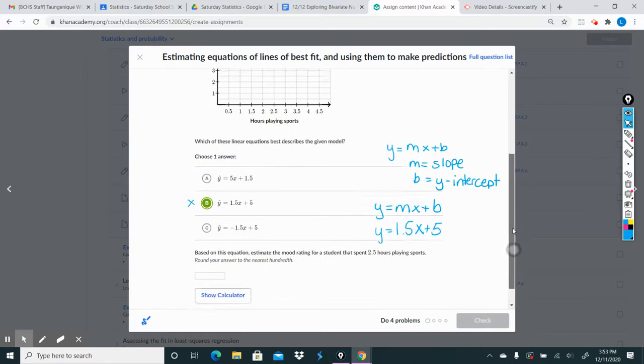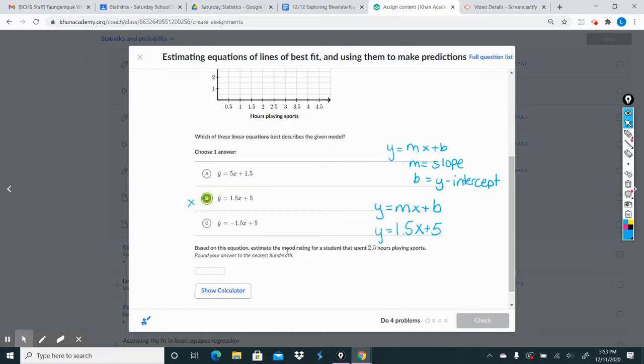So based on this equation, estimate the mood rating for a student that spent 2.5 hours playing sports. So what we're going to do right now is 2.5 hours, which is our x value. We're going to plug in y equals 1.5 times 2.5 plus 5, and we're going to solve this. So our 1.5 times 2.5 is going to be 3.75 plus 5. And we get 8.75 would be our approximation.